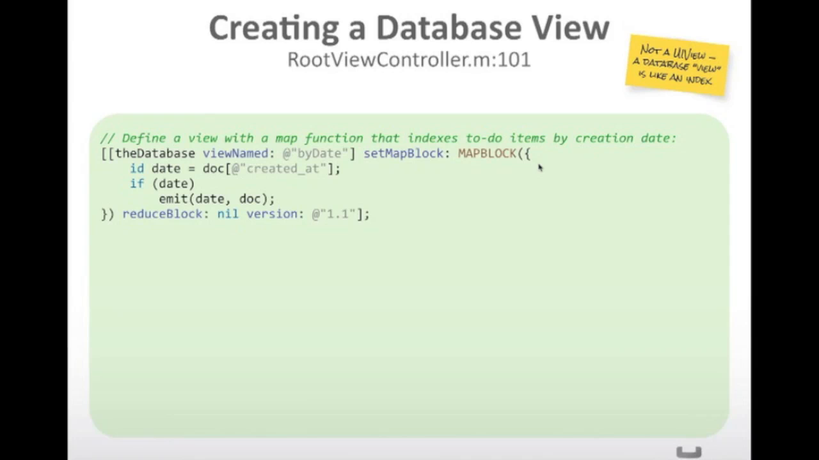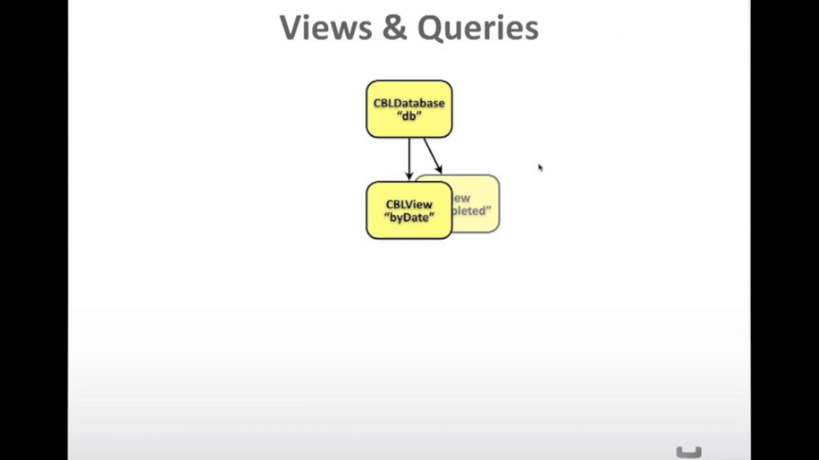The next bit that we're going to do at initialization time is to create a view. And as I said before, this isn't a view like a UI view. This is more of an index in the database. For the main display, we're going to want to sort those to-do list items by date with the newest items at the top. So we're creating a view that's named by date. And we're creating this thing called a map block for it, which is a small callback function that's going to determine what goes into the index. And I'll be covering that in a little bit more detail in a moment.